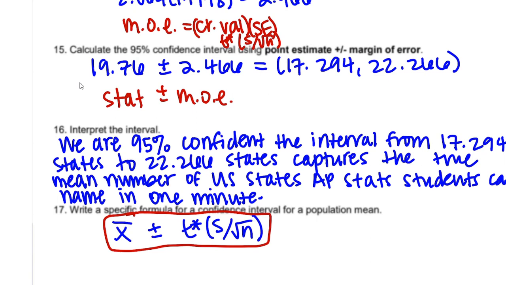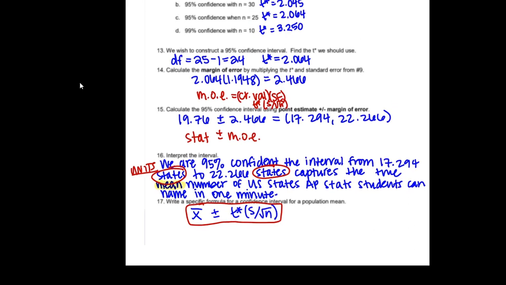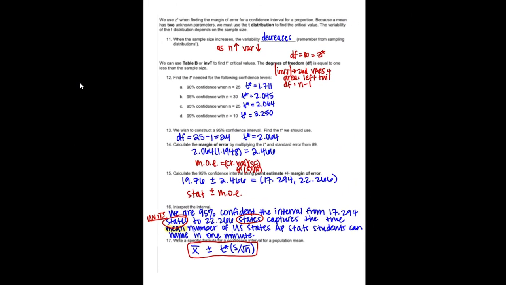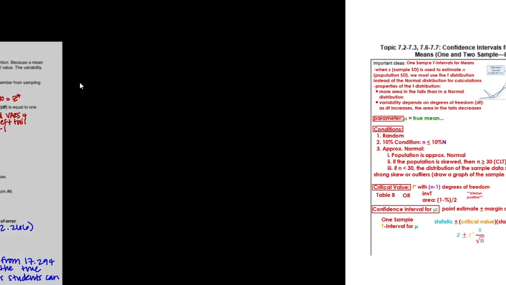Now, number 16 you should be pretty comfortable with, but I do just want to remind you that first we should have some units. Means have units. And then second, we want to capture the true mean now, not the true proportion. So don't get caught up in using the same language. It's the parameter, and the parameter is now a mean. So I have a lot of information in the important ideas box for you guys to copy down. So I'm going to go ahead and show that.